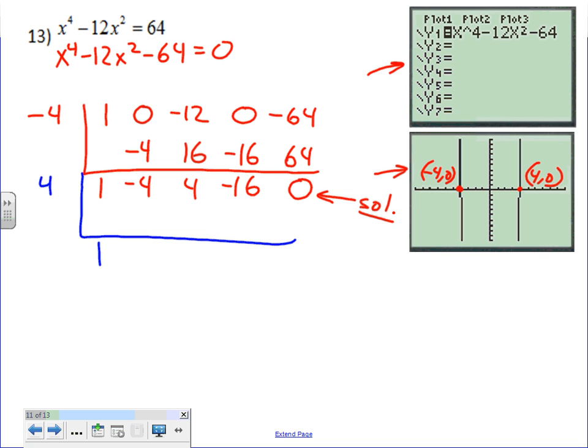Notice I pick up where I left off. I didn't have to go back to the original problem. 4 times 1 is 4. Add them together. And notice it goes down to 0 again. Now, according to my graph, it appears I have all the real zeros. So I have a solution here again at negative 4 and positive 4.